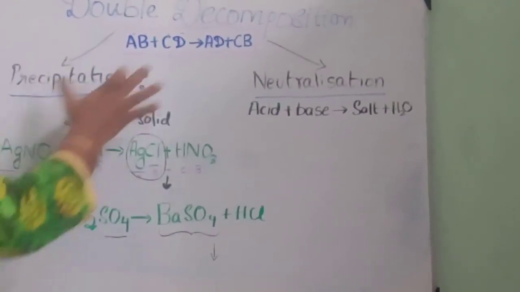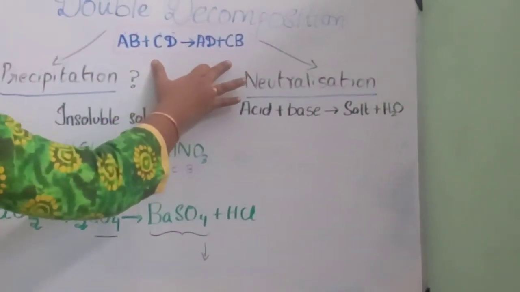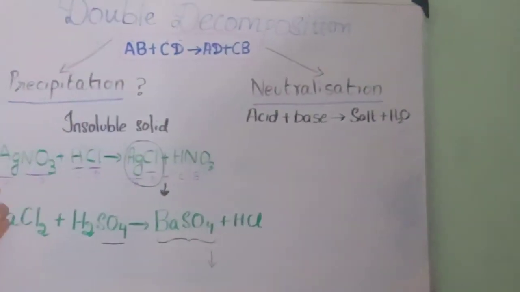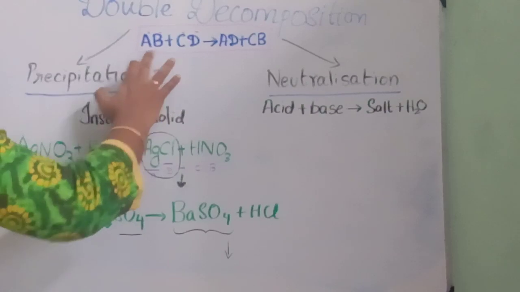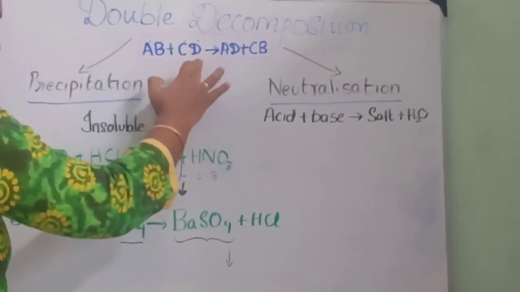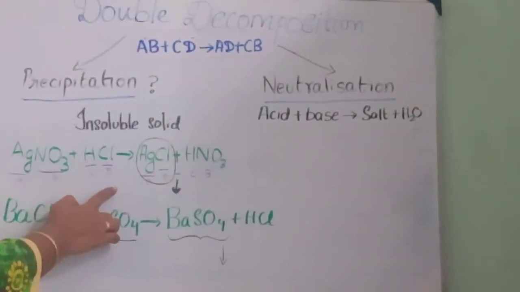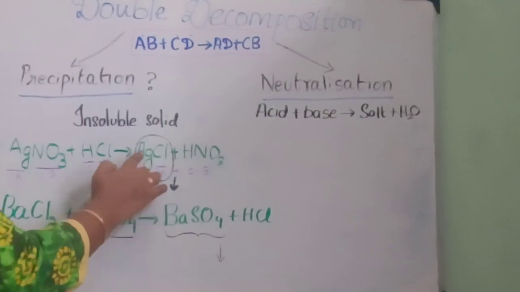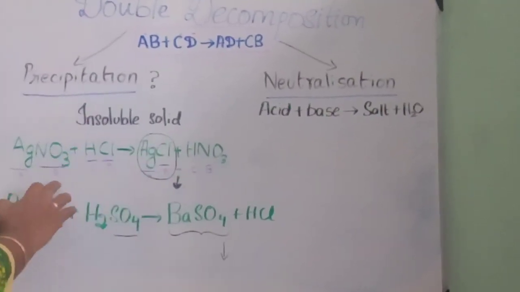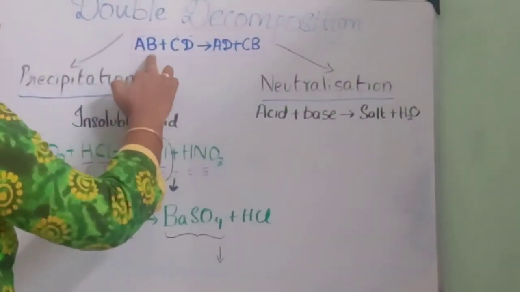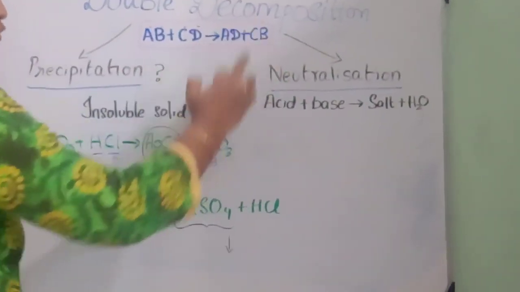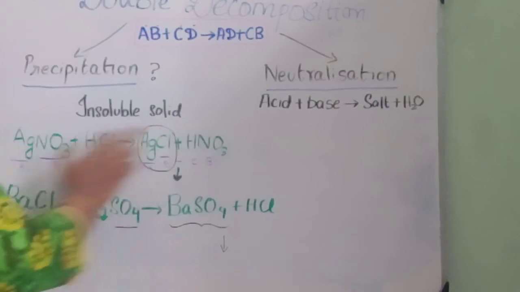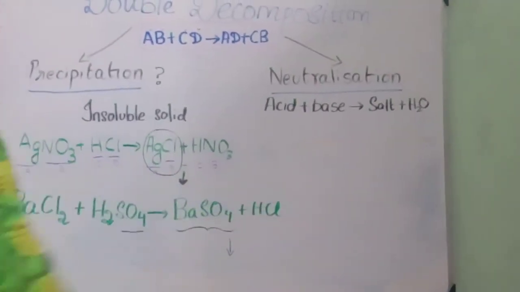Let us connect this with a general equation I have given here. Silver, being a positive radical, will combine with the negative one. So A will combine with D, forming AD, that is AgCl. And B and C: B being a negative one and C being positive, so it will form CB, that is HNO3. This is how the reaction proceeds.